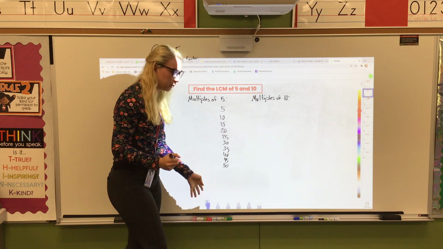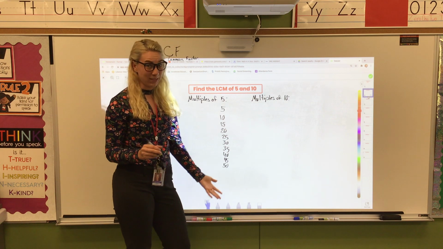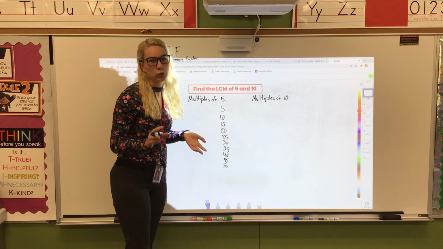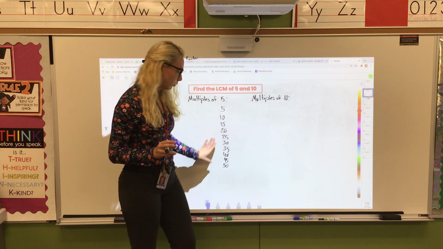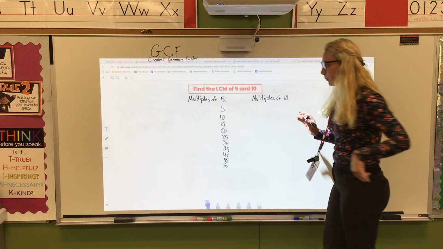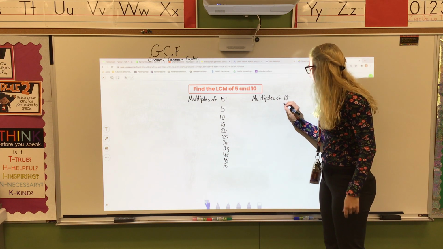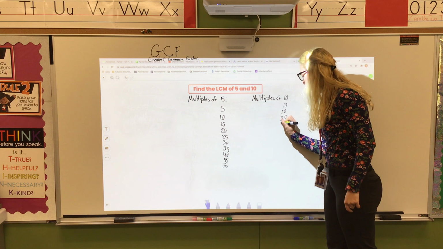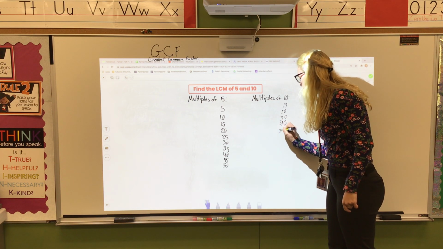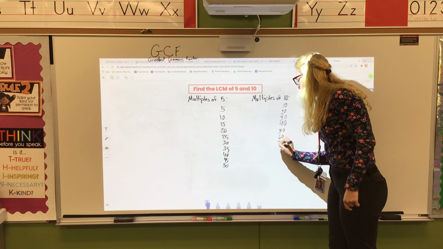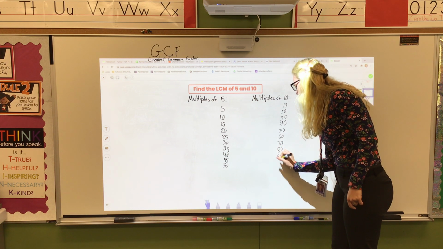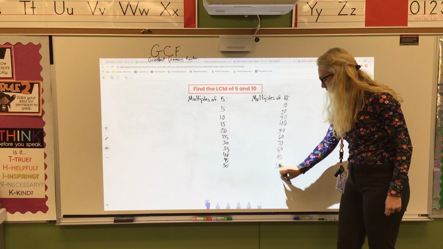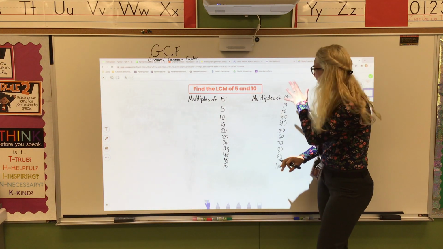So I did 10 multiples. You probably won't have to go past 10 to find a least common multiple between 2 numbers. Typically. Sometimes you might have to. Most of the time you don't. So I did 5 through 50, all the multiples of 5. Now I'm going to do 10. I'm going to go 10, 20, 30, 40, 50, 60, 70, 80, 90, 100. Those are my 10 multiples of 10.